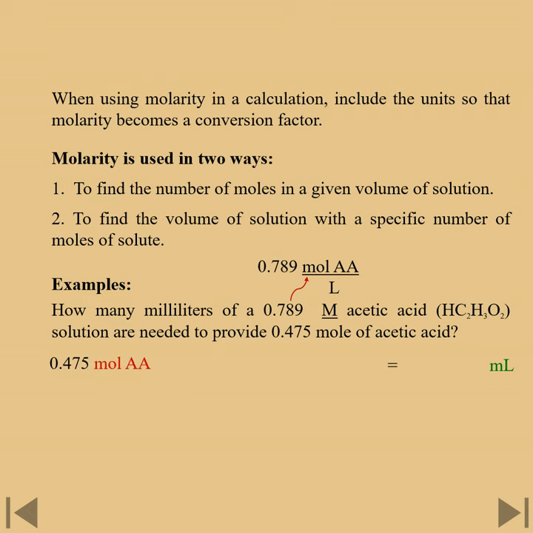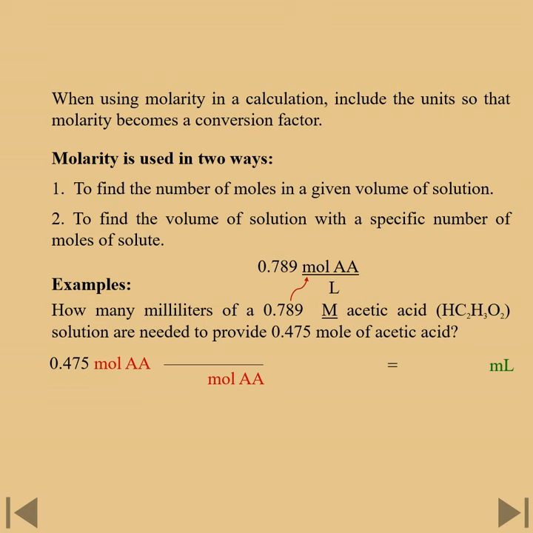At 0.789 big M bar, we now recognize is actually moles per liter, 2 units. And now, step 3, out of moles of acetic acid. And again, getting this far should be pretty straightforward. Now comes the big question. Can we go from moles of acetic acid to milliliters?